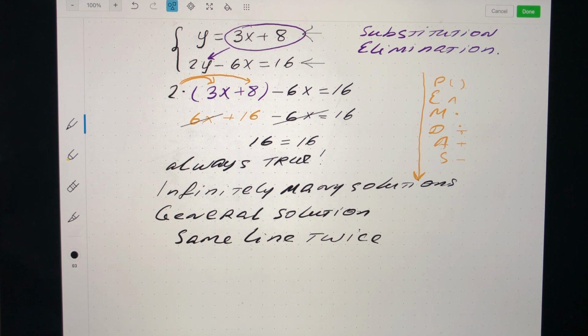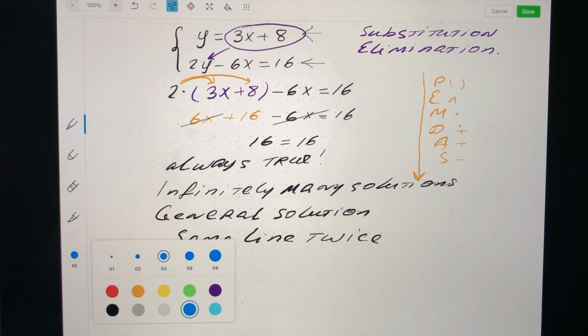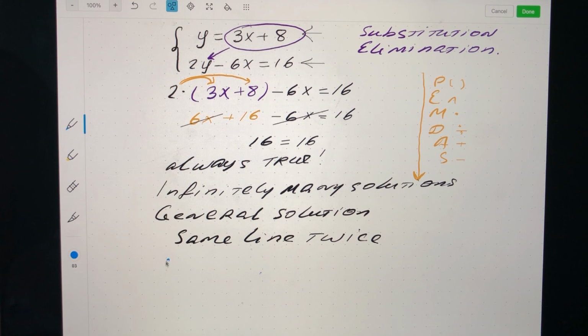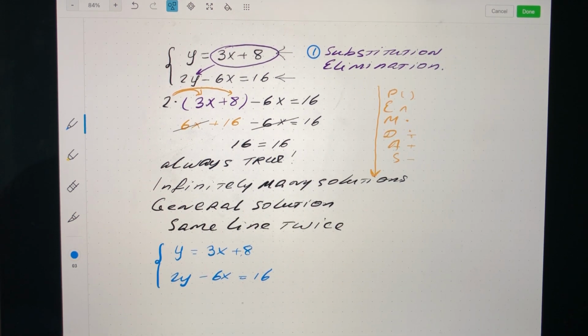And let's rewrite that equation and have a look at it a little bit closer. So here is y is 3x plus 8, 2y minus 6x is 16. So this is our solution using the substitution method. So that's finished. Now let us use the elimination method, and for that we will need to manipulate this system a little bit.